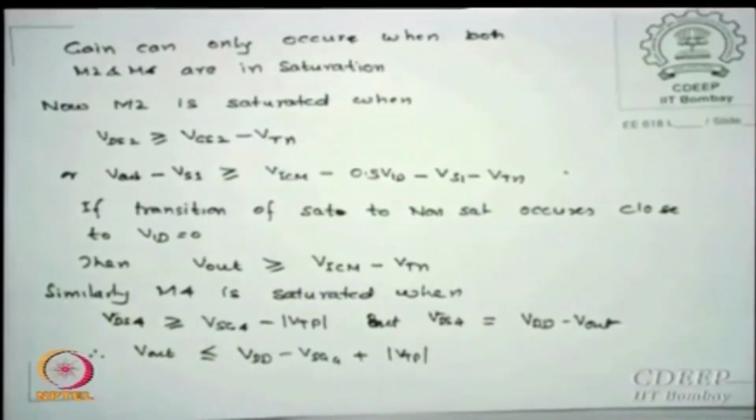Now similarly I can calculate the limit. This was for M2, is that correct? Now I calculate when M4 will remain in saturation. So what is the criterion for M4? That VDS4 should be larger than VGS4 minus VTP. VTP is the p channel threshold. This has to be subtracted numerically, so I put a mod, otherwise minus of minus may get added. So it is VSG4 minus VTP, but let us look at the game.